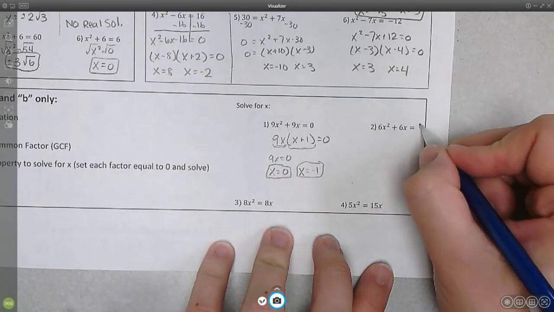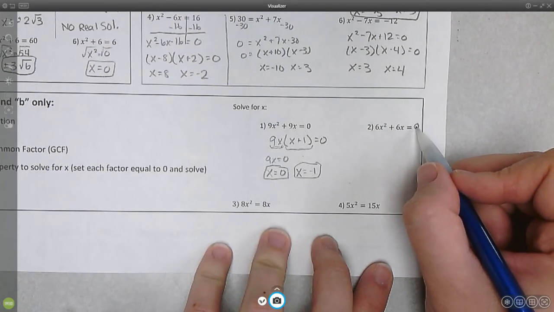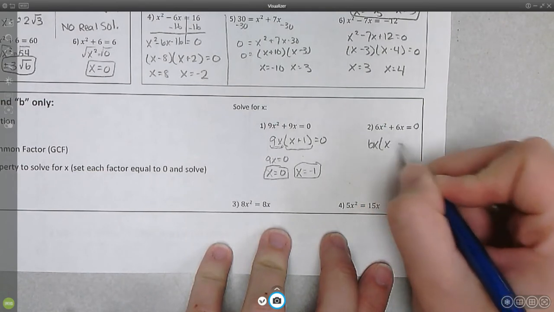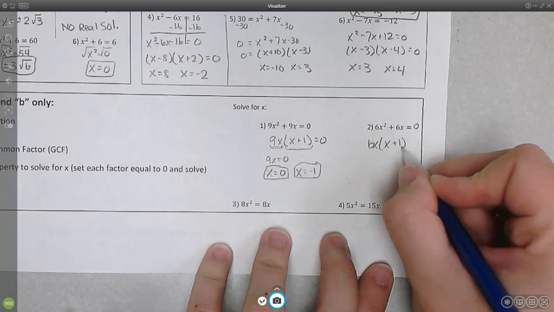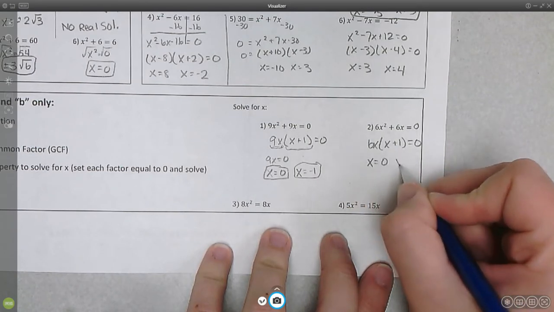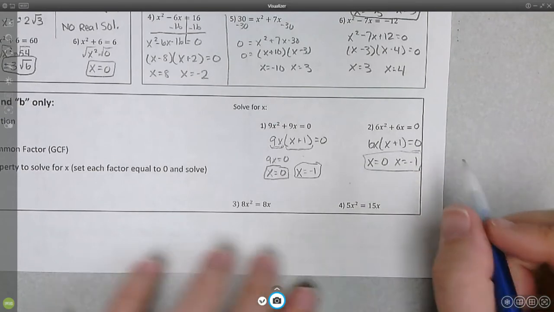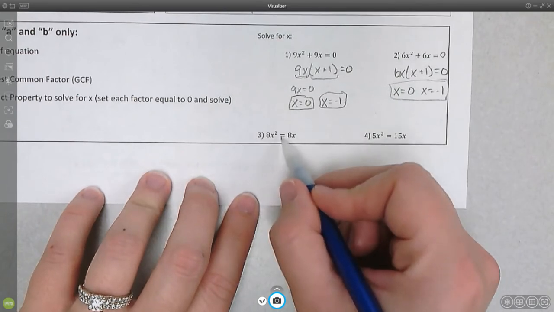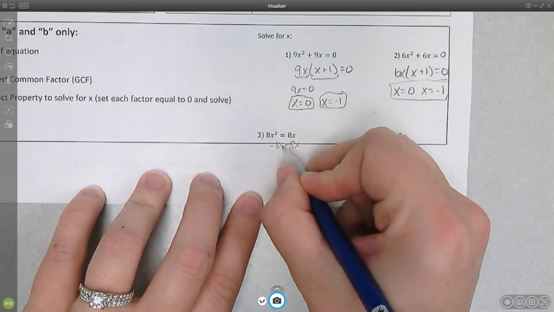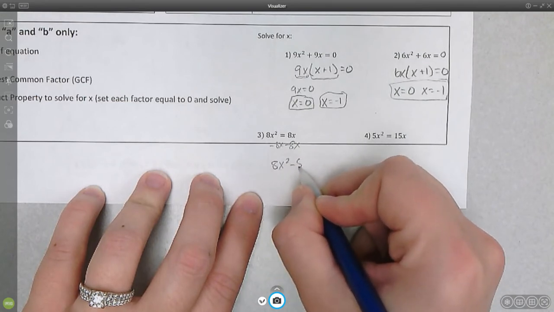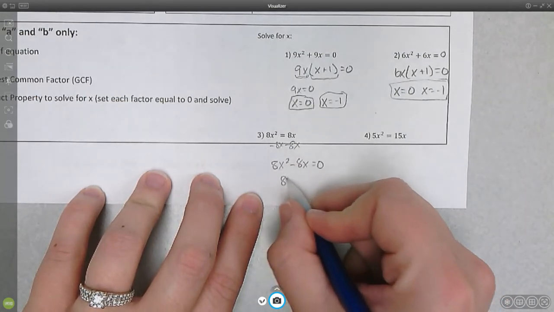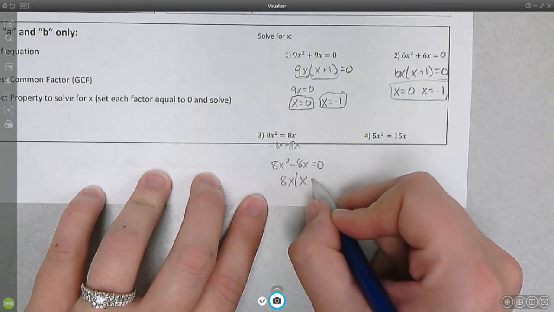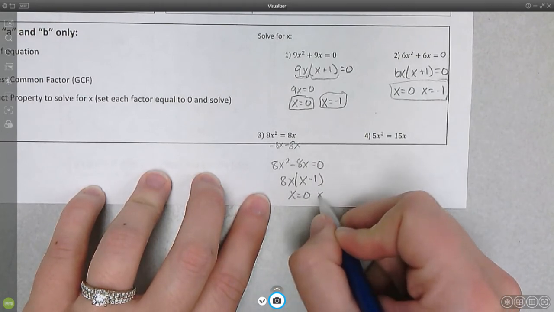Here, oh, my 0 went to the next line. So greatest common factor is 6x. So take out 6x, and you're left with x plus 1. So solutions are x equals 0 and x equals -1. This one, it doesn't equal 0, so we're going to subtract 8x from both sides. So you get 8x squared minus 8x equals 0. Take out your greatest common factor, which is 8x. So you have left x minus 1. So x equals 0 and x equals 1.